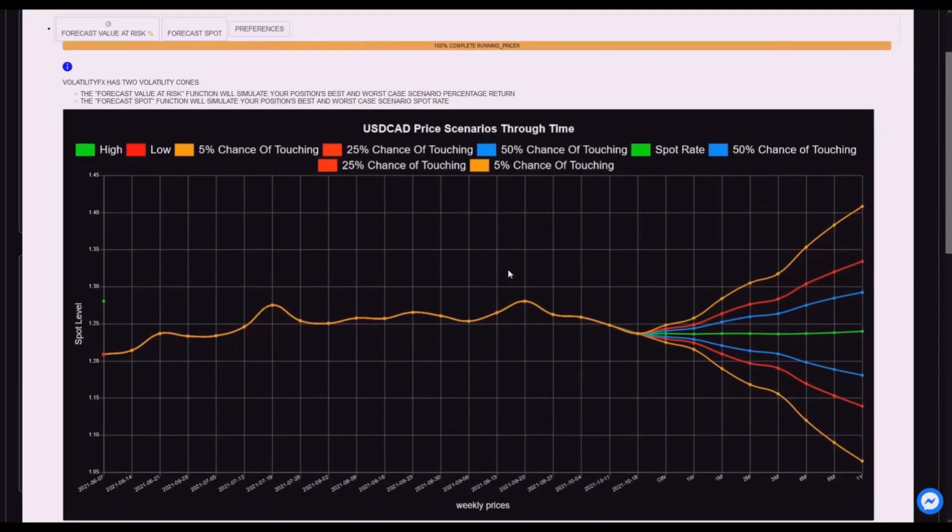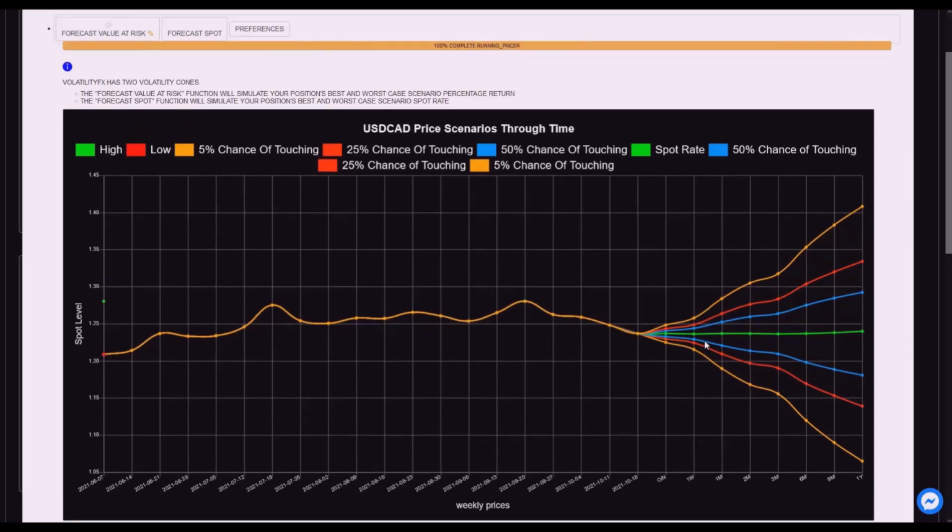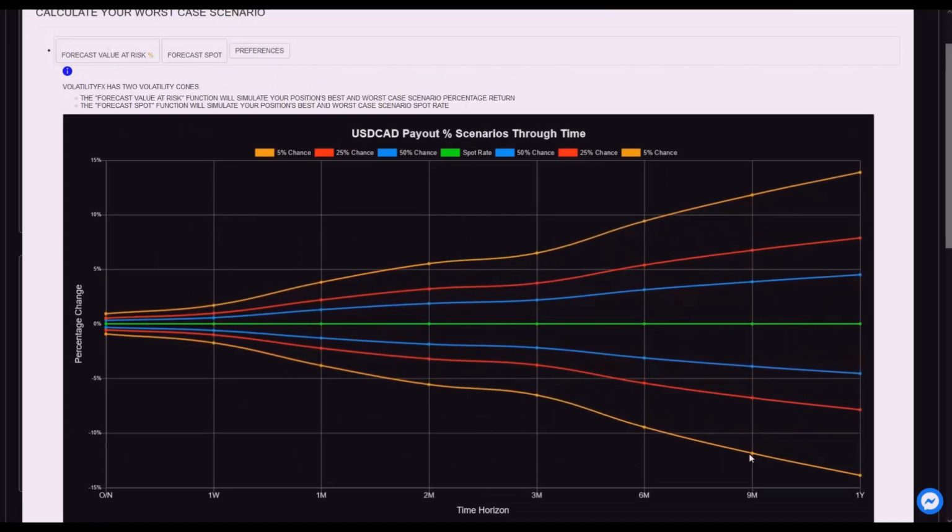VolatilityFX calculates your best and worst case drawdowns for your position as well. Select Forecast VolatilityFX in order to find the best and worst case percentage return on your position.